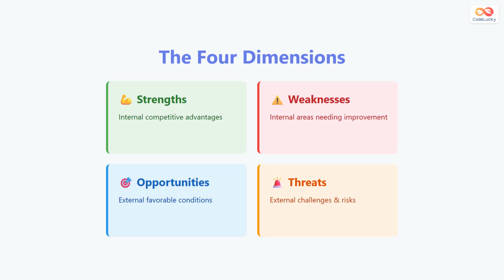SWOT analysis breaks down into 4 key dimensions. Strengths are your internal competitive advantages, the things your product does better than competitors. Weaknesses are internal areas that need improvement, things holding you back. Opportunities are external favorable conditions in the market that you can capitalize on. And threats are external challenges and risks that could negatively impact your product. Together, these 4 elements give you a complete picture of your product's position.